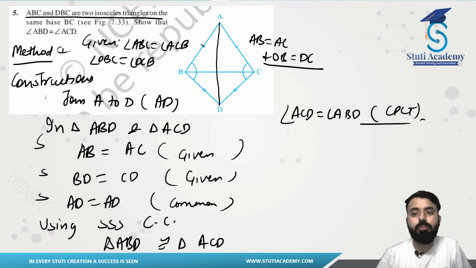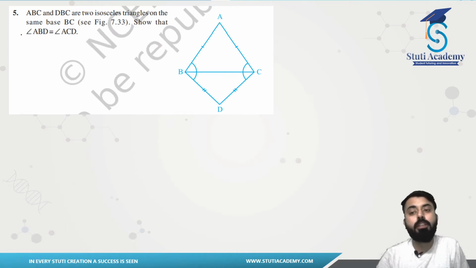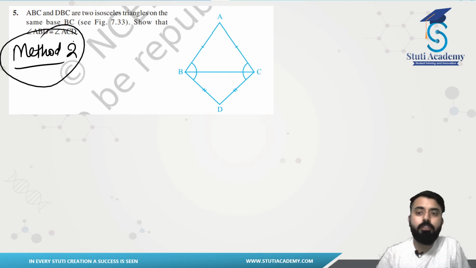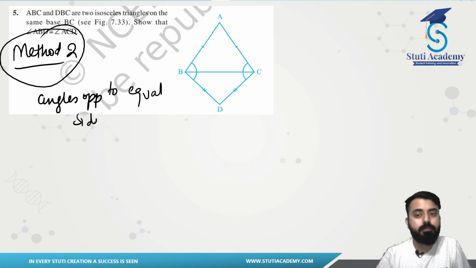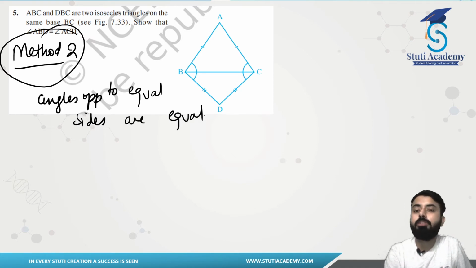You guys see this was quite lengthy. The other method is quite simpler, so I'm going to erase this one and let's see method 2. So method 2 now. This is quite easy. For this you should be remembering your isosceles triangle property. So you guys see, angles opposite to equal sides are equal, right? So angles opposite to equal sides are equal.